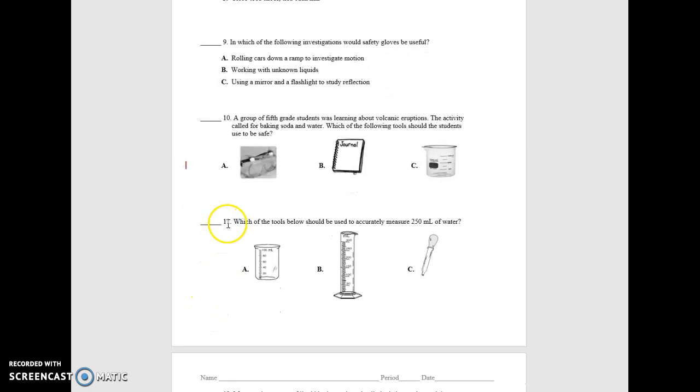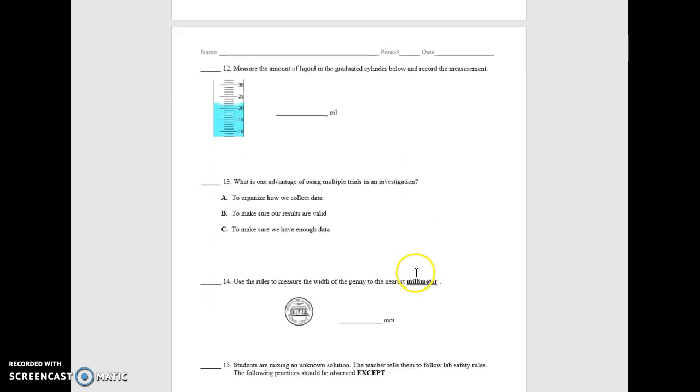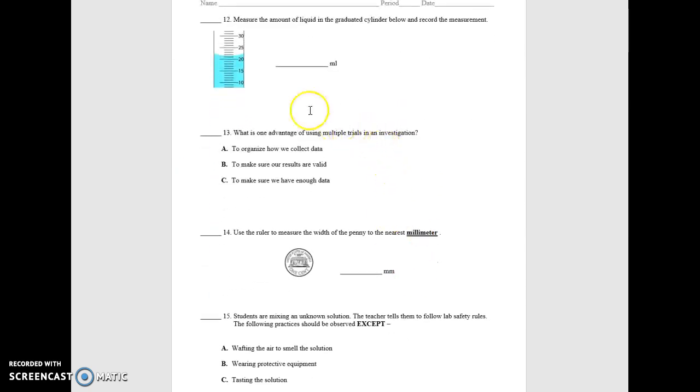Number 11. Which of the tools below should be used to accurately measure 250 milliliters of water? A. Beaker. B. Graduated cylinder. C. Eyedropper. Number 12. Measure the amount of liquid in the graduated cylinder below and record the measurement.